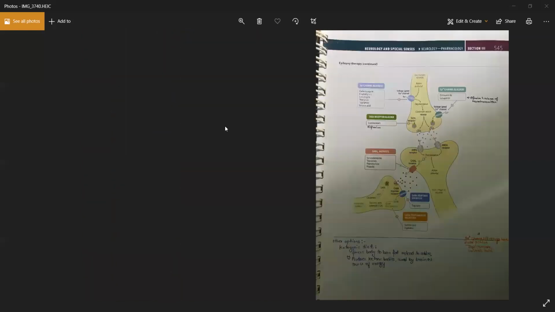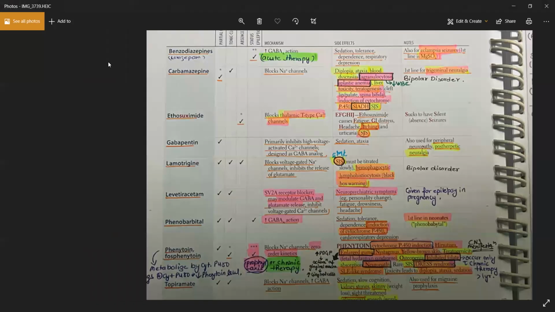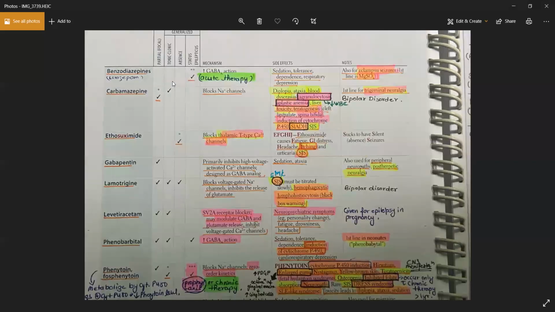Okay, thank you. So let's discuss their uses now. We have discussed the benzodiazepines. Now comes the carbamazepine, which is a sodium channel blocker. The most common use will be in the partial or the focal seizures, and whenever they become generalized seizures, you can use the carbamazepine.